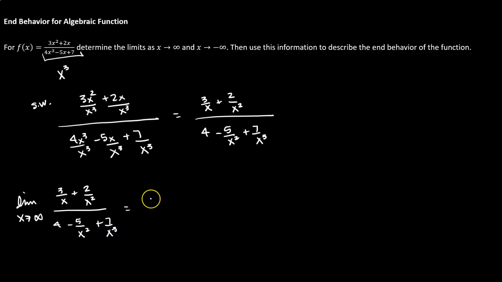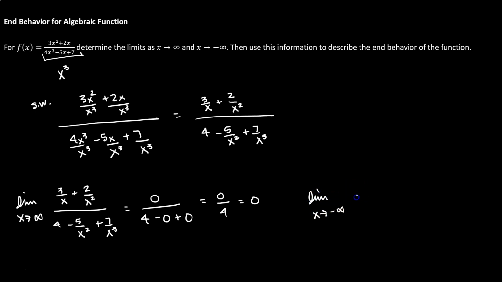So every term in the numerator goes to 0, and in our denominator we end up with 4 minus 0 plus 0. So it's essentially 0 divided by 4, which is equal to 0. And the exact same thing would happen if we went to negative infinity, because we have a bunch of terms going to 0.